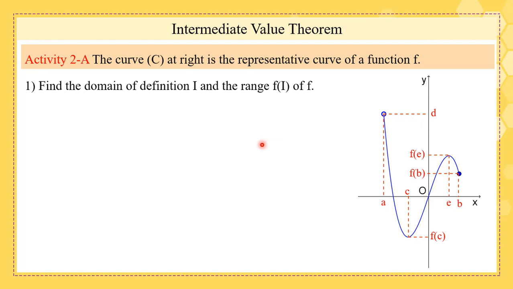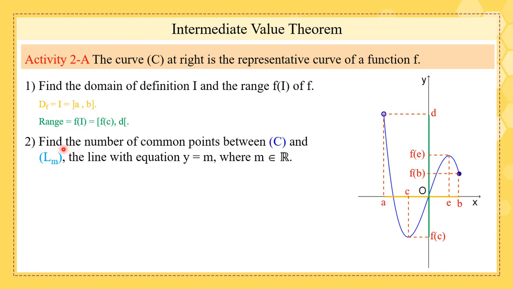Okay, the first part asks about the domain of definition and the range of f. So the domain of definition in this case would be the interval AB. We project the curve on the x-axis. Remember, it's open at A, it's closed at B, because here we have an open point and here we have a closed point. While the range we projected on the y-axis, as you see here, the green part, it will be f of c and d. It's closed at f of c and it's opened at d because d is not attained.